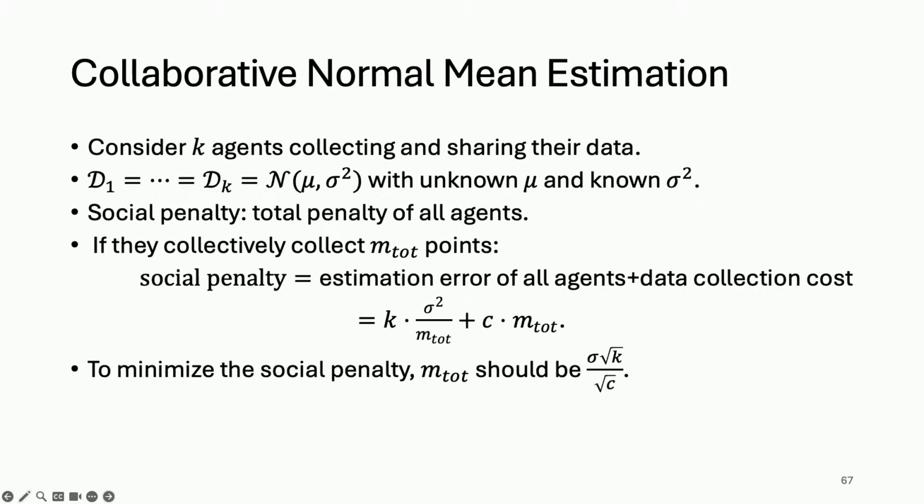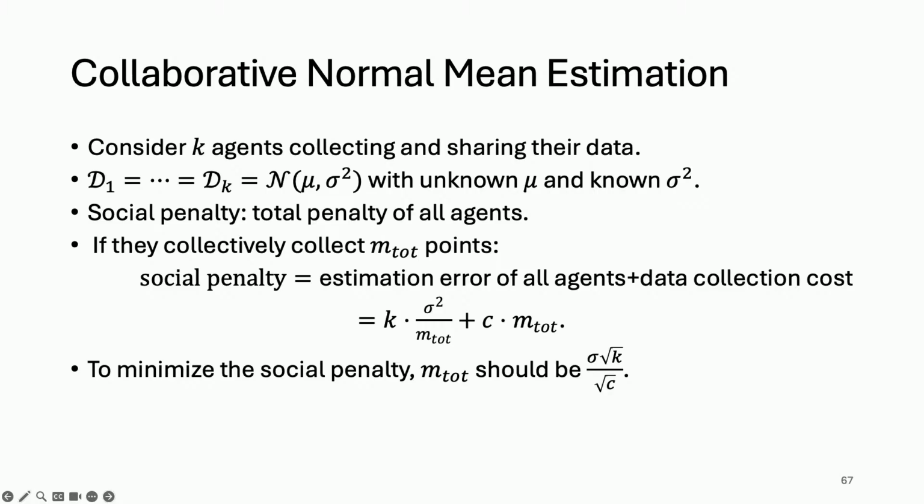Why is there a k in the estimation error? Why is the k being multiplied? Don't you give everyone the same? Oh yeah, the estimation error is the same for everyone, but the social penalty is the total penalty of everyone. So everyone will suffer this penalty once. So in total there will be k times this amount.